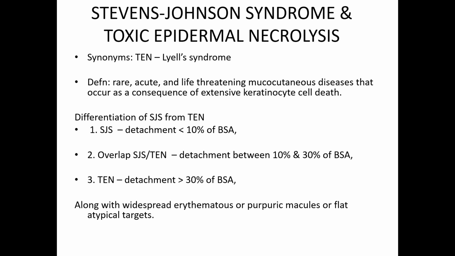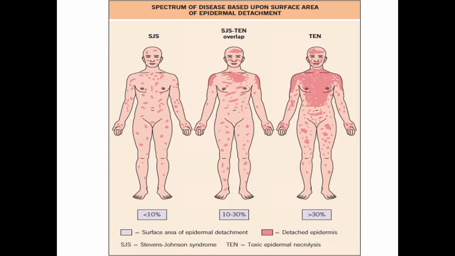So these are the differentiating points. If it is less than 10%, it is SJS, and if it is more than 30%, it is TEN. Here are some pictorial presentations. The first one is less than 10% Stevens-Johnson, and the last one is more than 30% skin detachment.